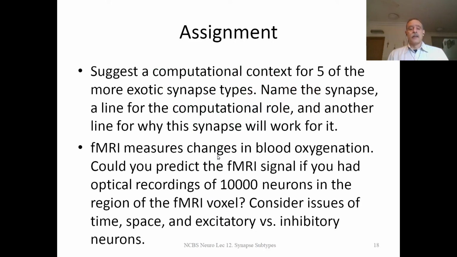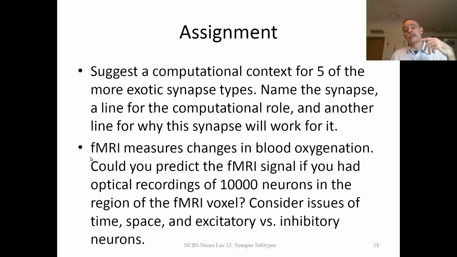All right. So here's what you probably wanted to hear all along. What is your assignment? So we'll discuss this in more detail in the tutorial, but the idea is to first think about some of these interesting synapse types and suggest where they may play a particular computational role. I don't want a long, complicated essay type response. I just want a couple of lines naming the synapse and explaining what the computational role is and a reason why the synapse is particularly useful for that computational role.